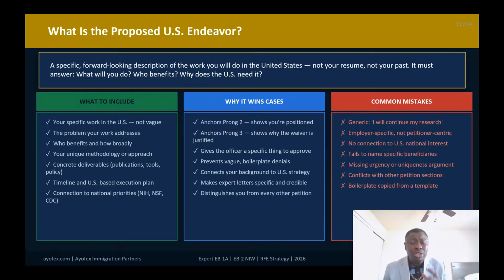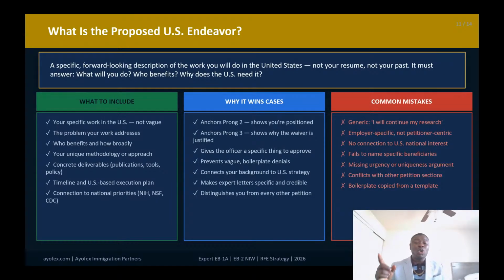So why does the proposed endeavor win cases? It anchors prong 2 because it shows that you are well positioned. It anchors prong 3 because it shows why the waiver is justified. It gives the officer a specific thing to approve. It prevents vague boilerplate denials. Your proposed endeavor connects your background to US strategy. It makes expert letters specific and credible, and it distinguishes you from every other petition.